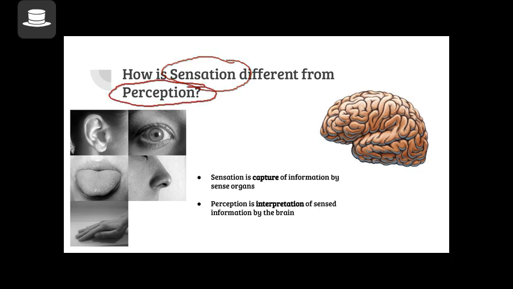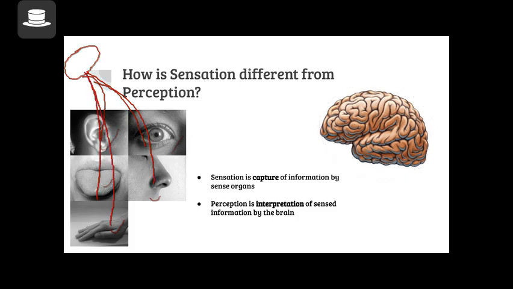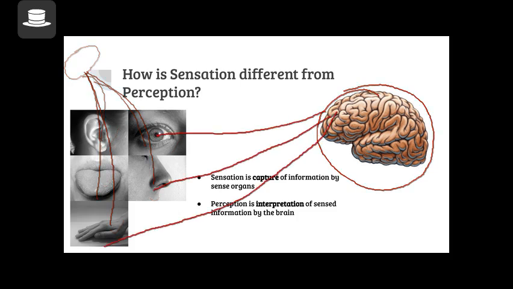So, just to make it clear, sensation is the capture of information by your sense organs. It happens at the level of sense organs. That's why it's sensation, sense organs. Perception, on the other hand, happens at the level of the brain. It is interpretation of the information captured by your sense organs. So if sense organs are capturing external information, perception is the brain interpreting the information that is sensed by your sense organs.